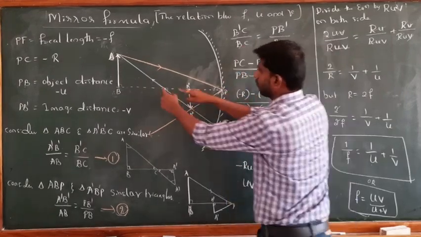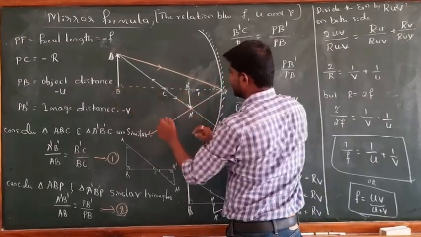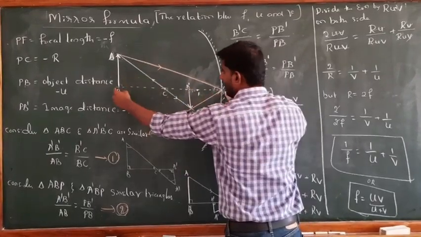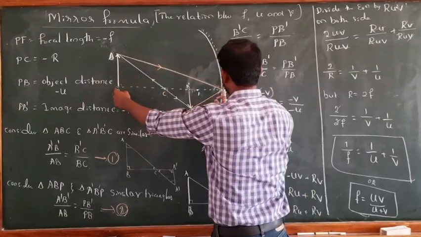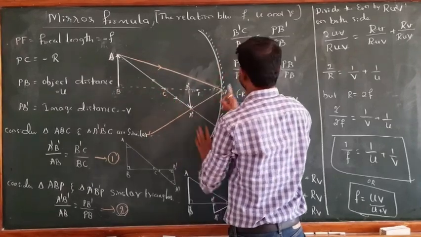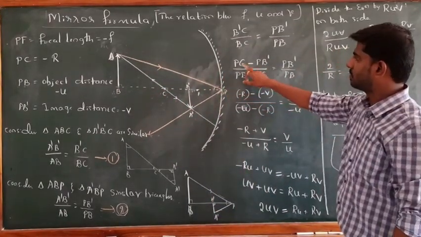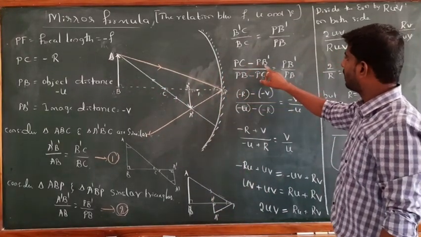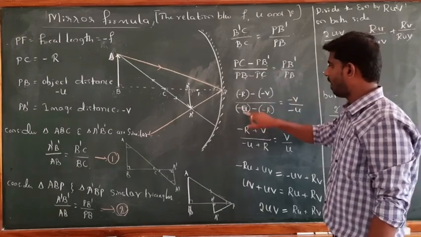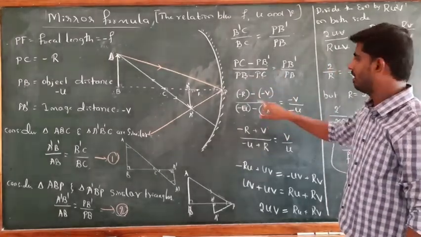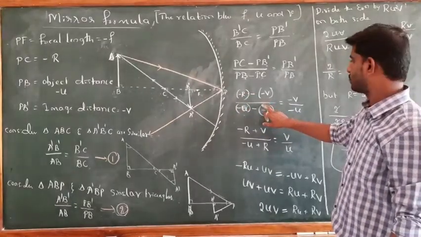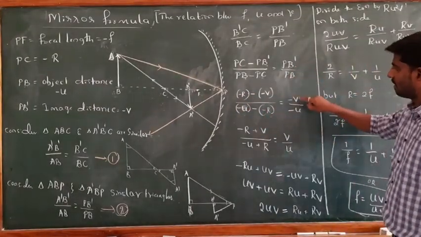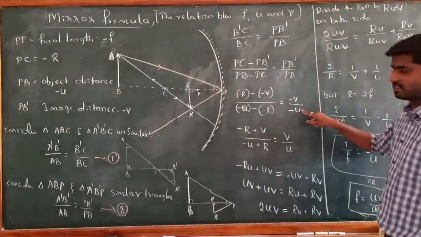In the same way, BC, from B to C here. So instead of writing BC, I take first PB and I subtract the PC. PB and PC, so I write like this. And substitute the values: PC radius of curvature, PB dash image, PB object, and negative signs are for sign convention. Okay, then PB dash image distance V, PB object distance.